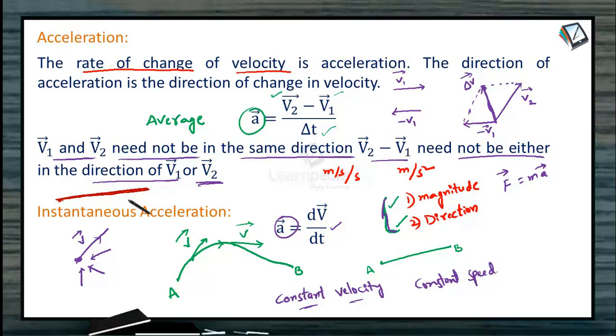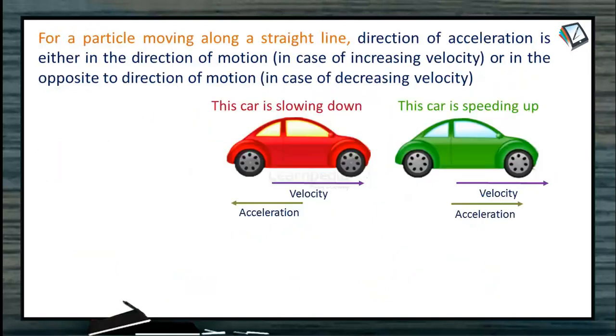So if you want any particle to move in a curved path, in that case, the direction of acceleration must be different from the direction of velocity. Only then can the particle follow a curved path. Alright. So, for a particle moving along a straight line, the direction of acceleration is either in the direction of motion or opposite to the direction of motion.